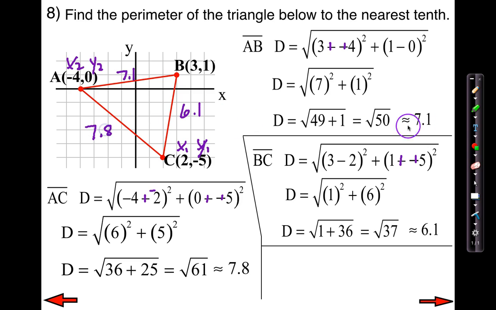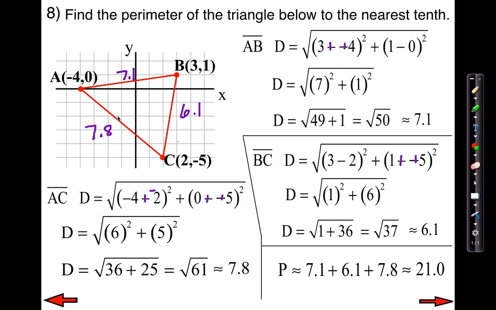So now that I know the lengths of the three given segments, I can go ahead and find the perimeter by adding all three side lengths together. So the perimeter is approximately 7.1 plus 6.1 plus 7.8, which is going to be approximately 21.0.